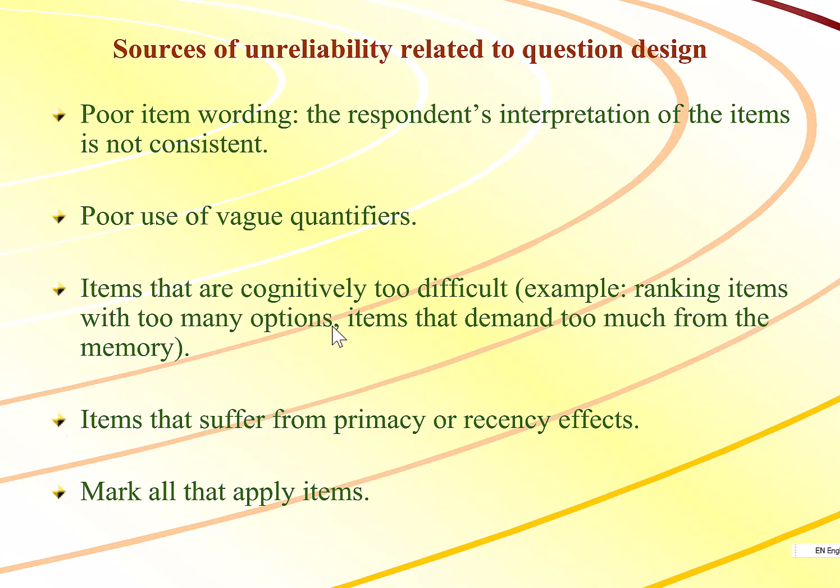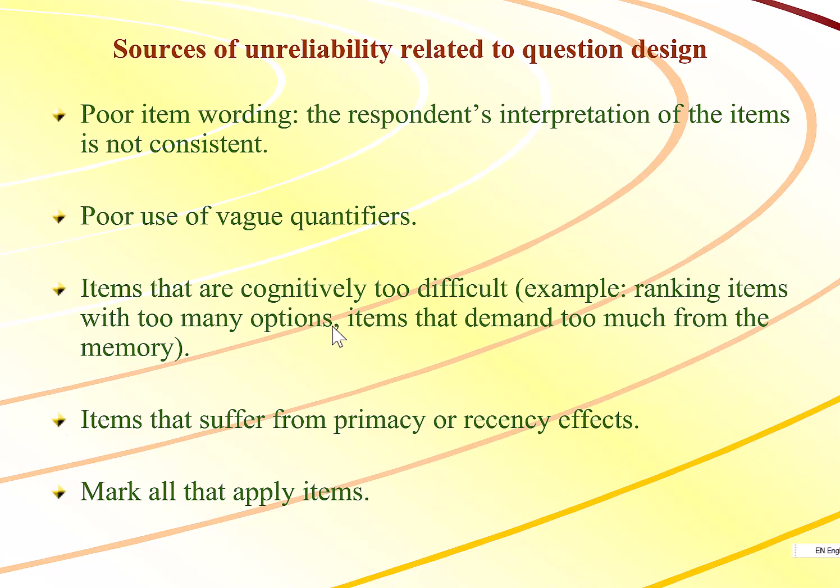Now, ranking items cause unreliability because they're difficult. They require individuals to keep a lot of information in their mind. Also, long lists of items cause unreliability, such as matrix questions that have a big block of items, because individuals may not pay much attention to the items since they're so compacted in a matrix question. Also, mark-all-that-apply questions create unreliability because individuals may not pay attention to all the items equally.